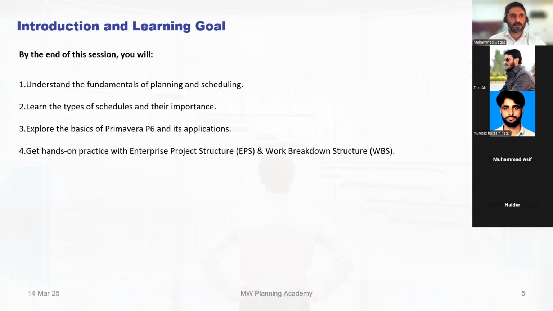It is visible. Okay. So why are we doing this course in the first step and what will we learn in this session? Mainly we will understand the fundamentals of planning and scheduling, how many types of schedule there are and why each one is important. We will go through some P6 introduction and some of the relevant elements in P6, and then we will go through enterprise structure and work breakdown structure in today's session.